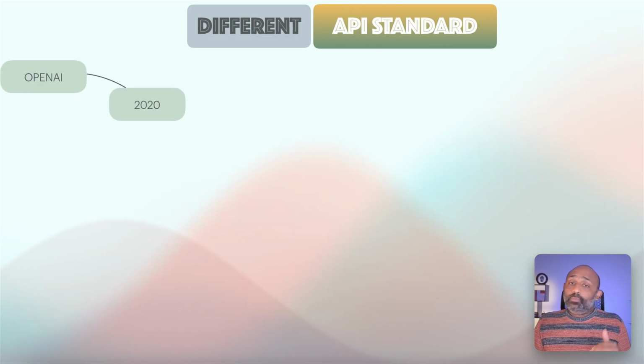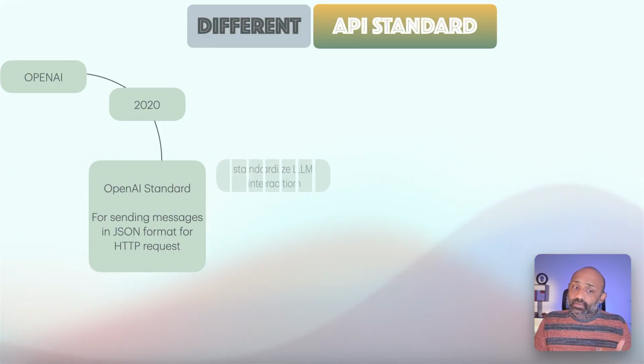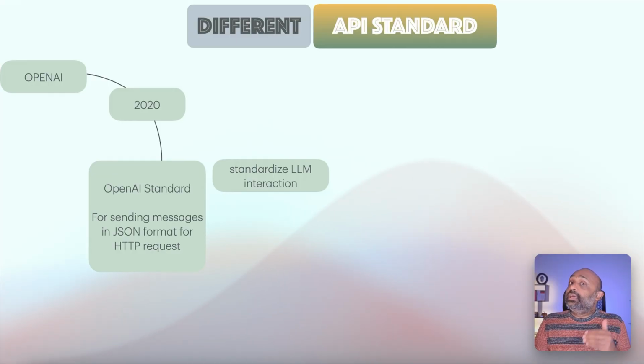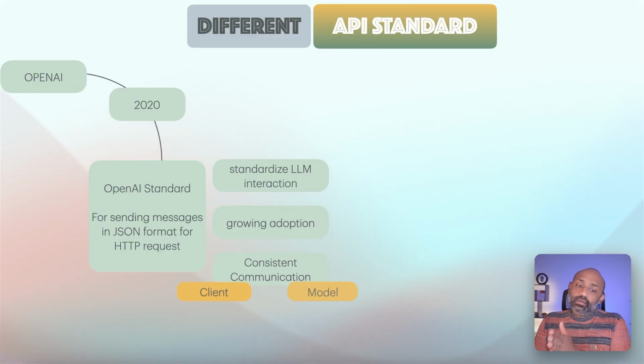The next one is the API standard. Now we talked about all these models, deployment, and inferencing. Are there any standards available to expose an inference API? OpenAI has come up with a standard called the OpenAI standard, for sending messages in JSON format over HTTP requests, right? They came up with this standard to standardize LLM interaction, to grow the adoption of their APIs, and to make communication between the client and the model consistent.